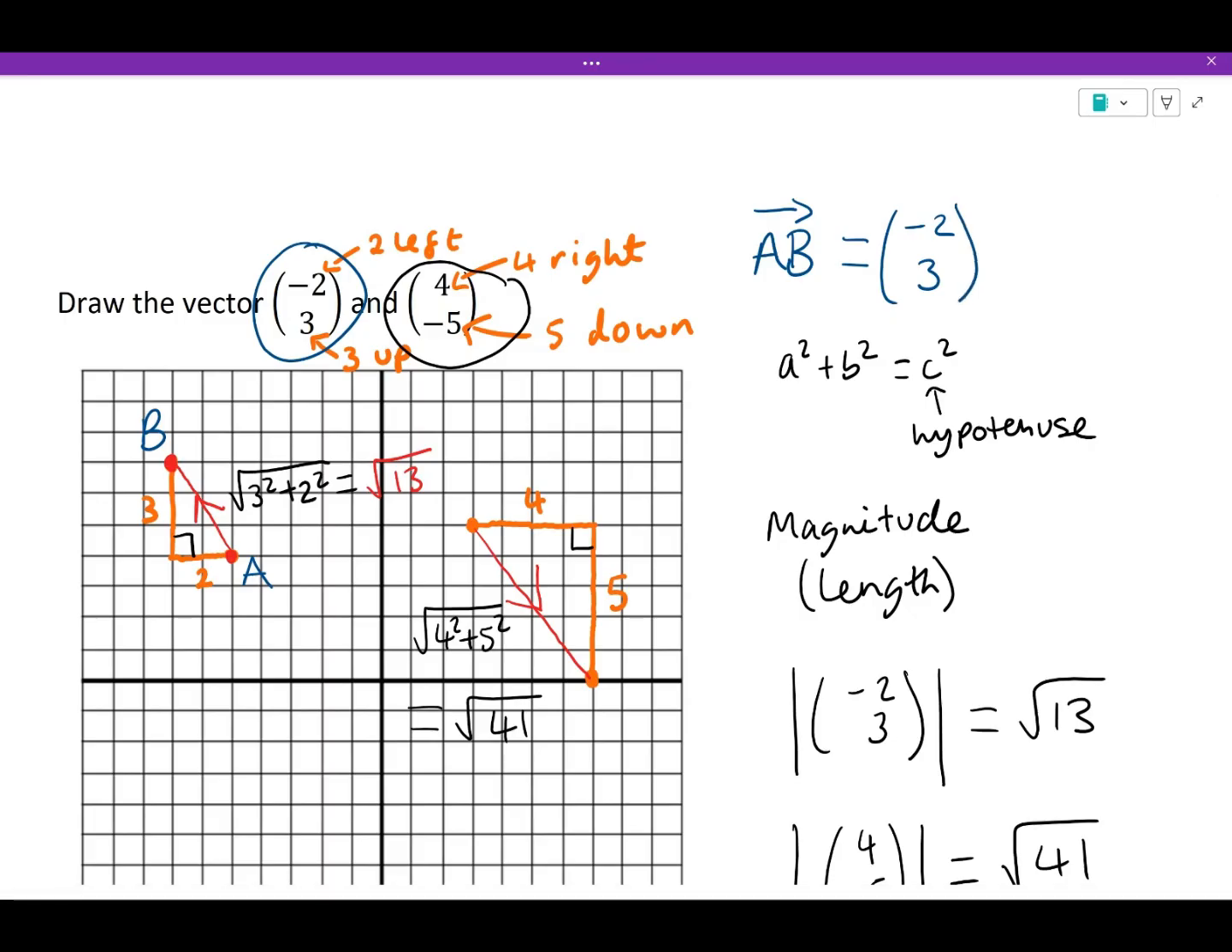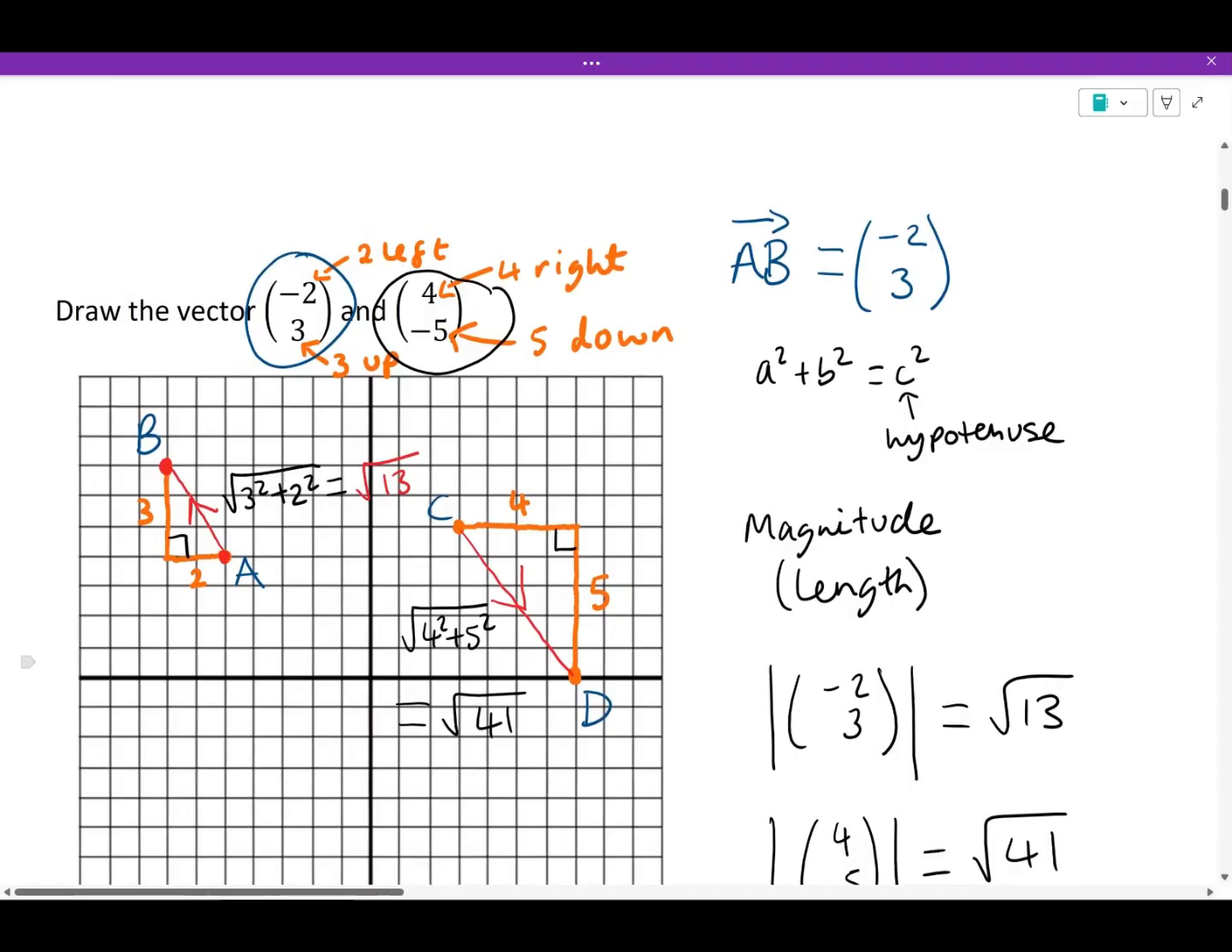Okay, so I'm going to call my start point C, and I'll call my end point capital D. So what I can say is that C to D, with a line going in this direction, is equal to, and it was the vector 4, negative 5, like that.